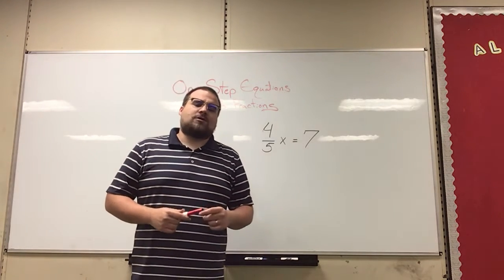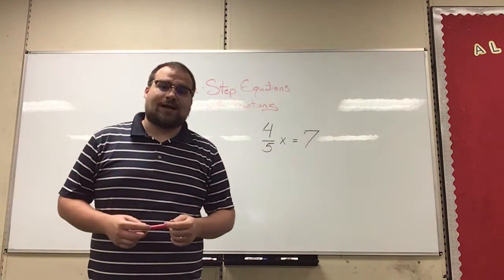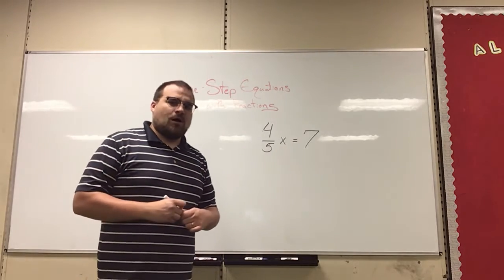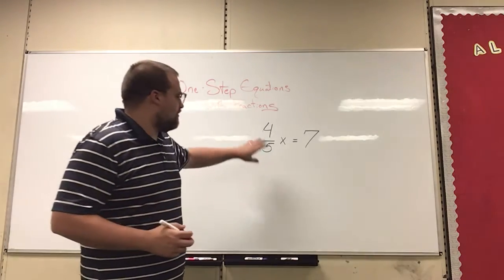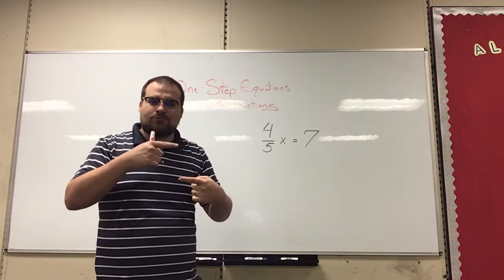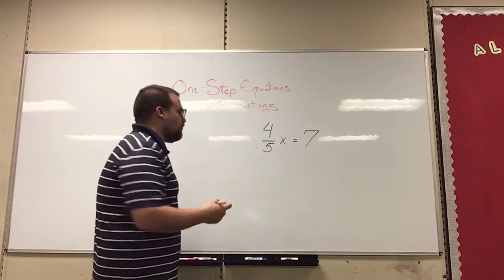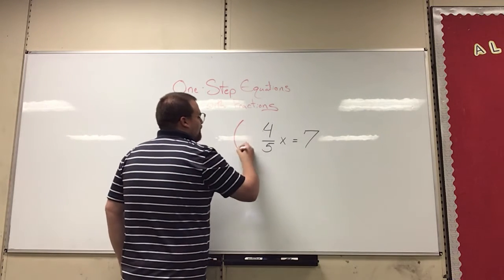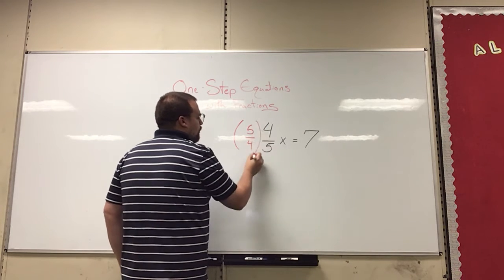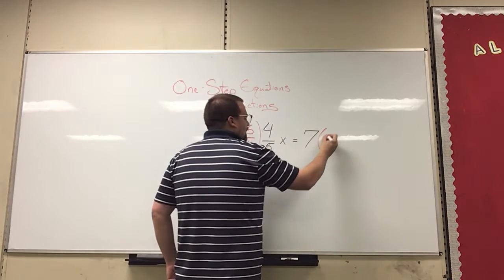What we do is something called multiplying by the reciprocal. The reciprocal of a fraction is kind of like its version of an inverse operation. A reciprocal is this fraction, but flipped. So the numerator goes to the denominator and the denominator goes up to the numerator. So if we have 4 over 5, its reciprocal is going to be 5 over 4. And we're going to multiply both sides by that.